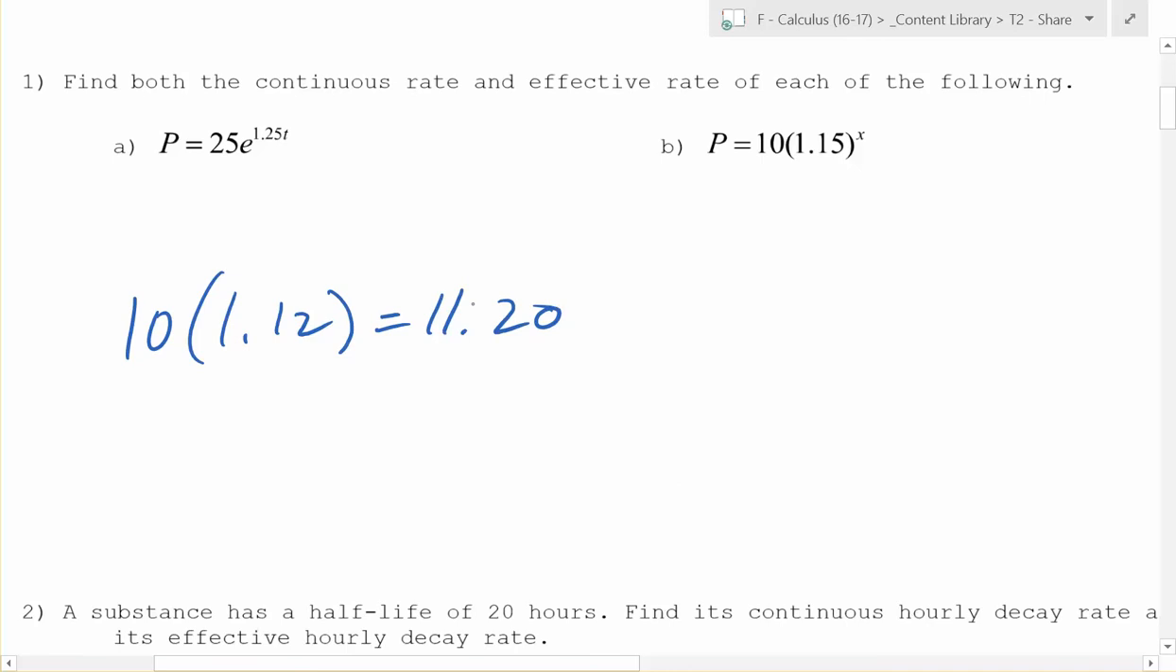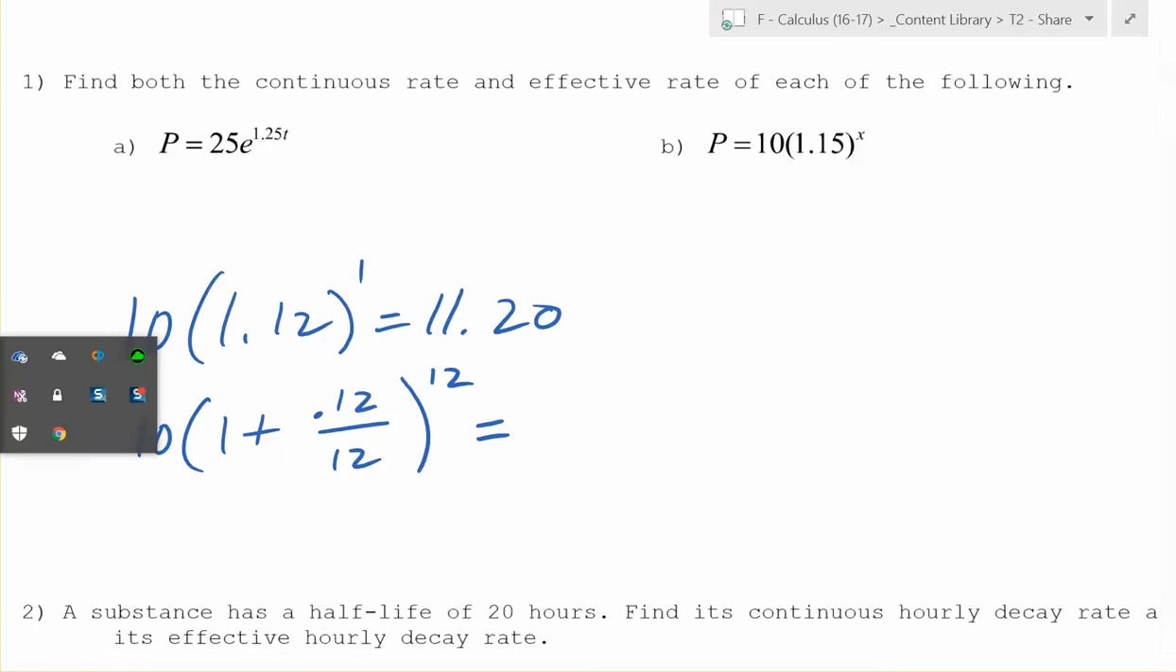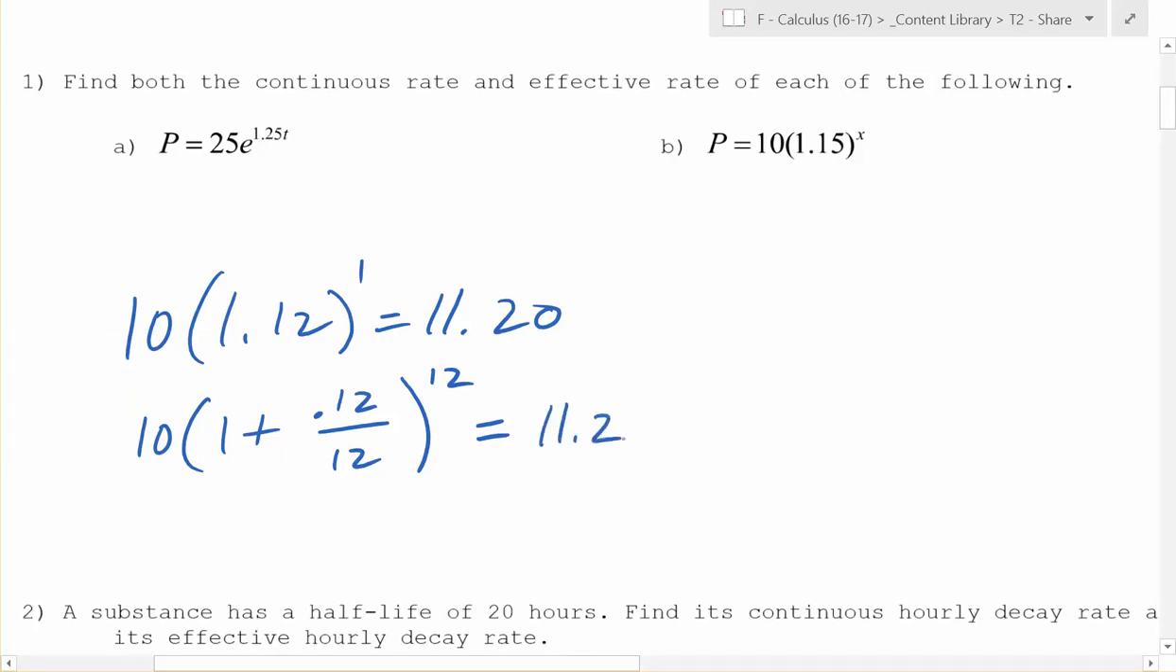What happens if you wanted to compound that monthly? What would it be? 10 times 1 plus 0.12 over 12, to the 12th power. Do that on your calculator for me. Everybody do that right now. 11.26 what? Give me more. 268. Okay, 82. Good.